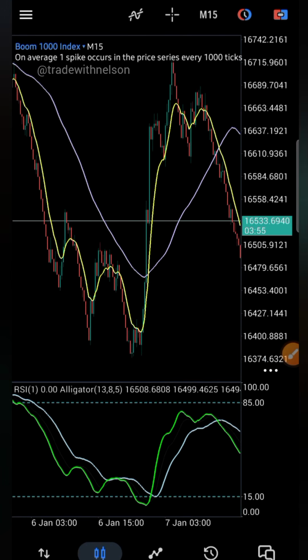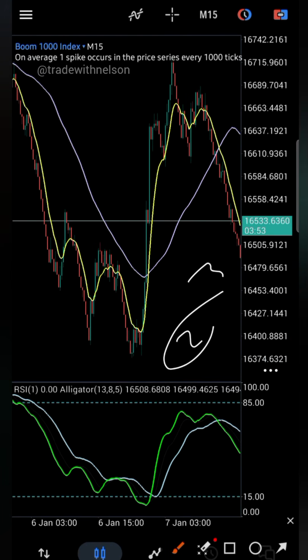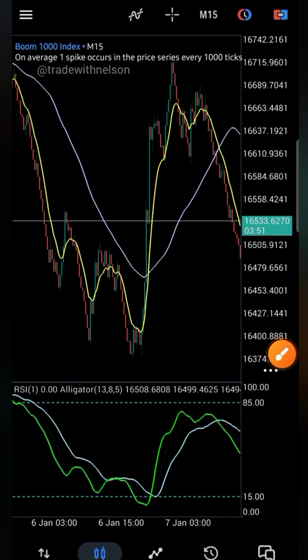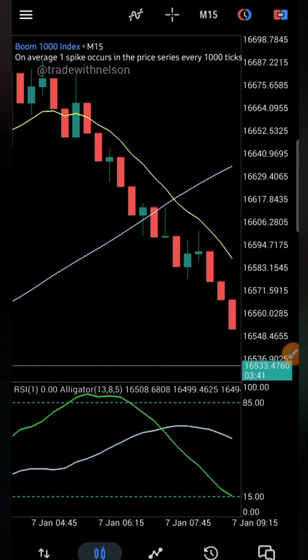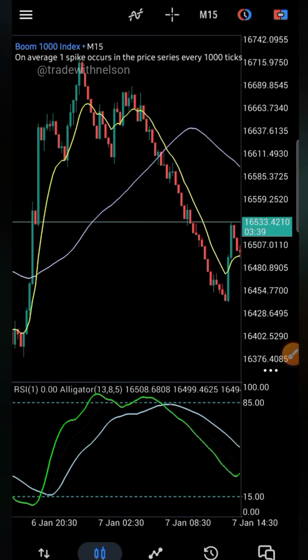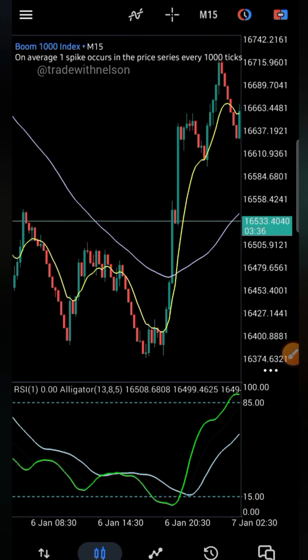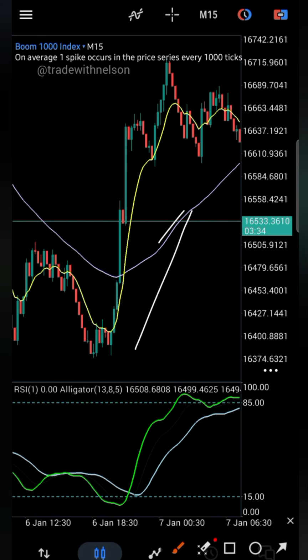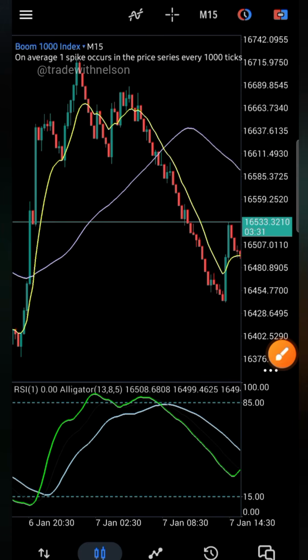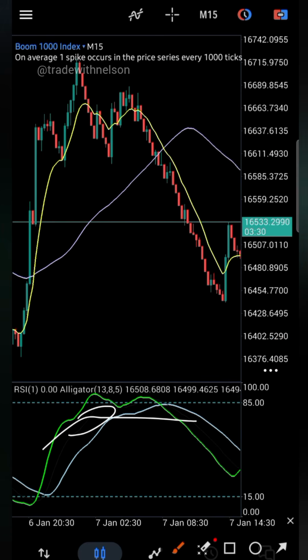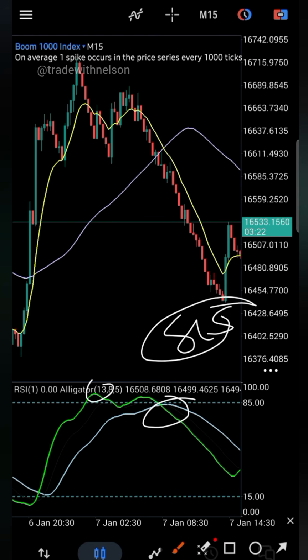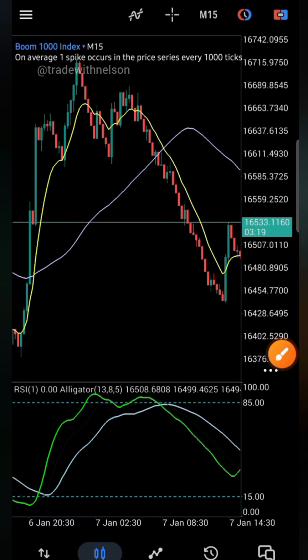The zoom level for the entry is level 2 or level 3 of the zoom levels. Let's say this is the innermost zoom: 1, 2, 3. So this is the best zoom level for this strategy. You can see over here, when we have this rally to the upside, it pushes this green line into the 85 level. Sometimes you don't necessarily need to see this white line enter into the 85 level, but the green line is compulsory.